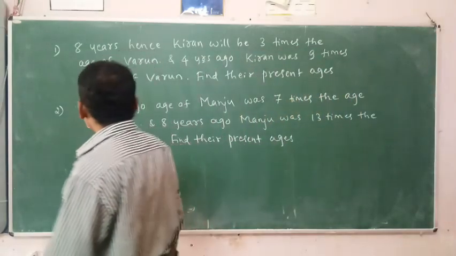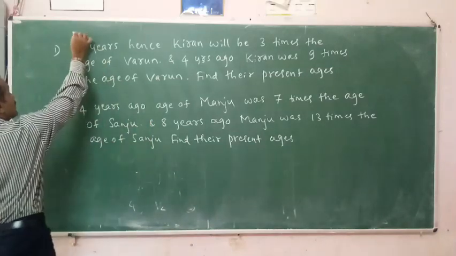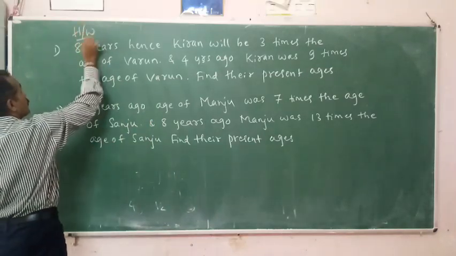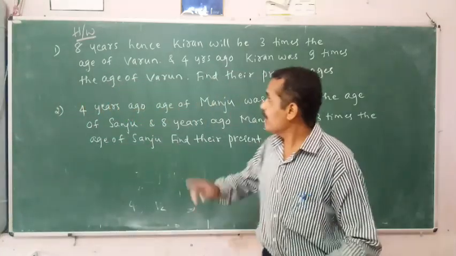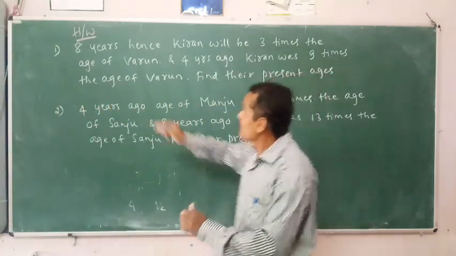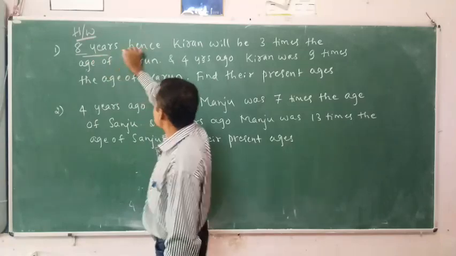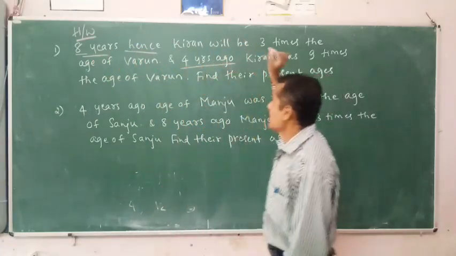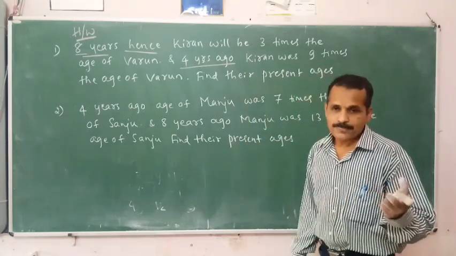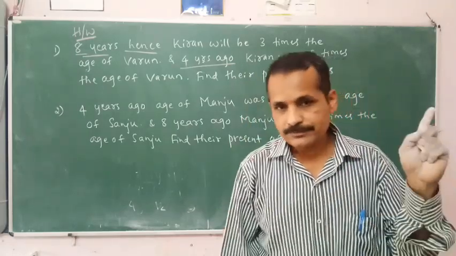Okay, children. These are the 2 problems. They are the homework for you. Just to go through these 2 problems: I have given one story of 8 years hence and one story of 4 years ago. That means present nothing I have given.